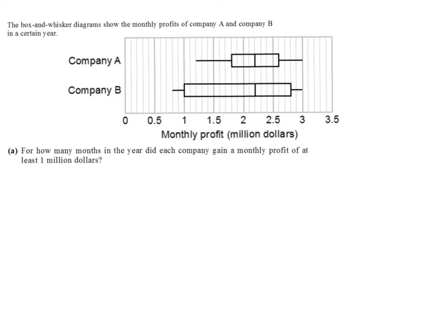So this diagram shows the monthly profits for company A and company B in $1 million. And we want to find how many months in the year did each company gain in monthly profits of at least $1 million. Now, first of all, what does this picture tell us?